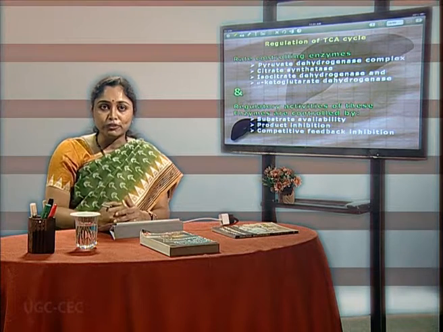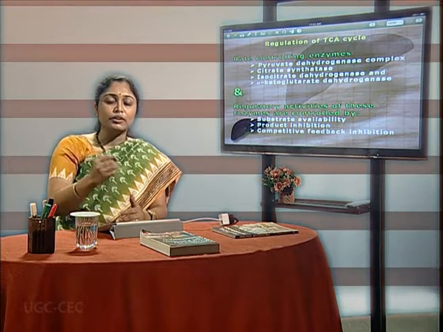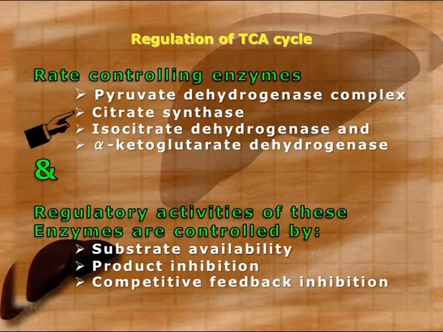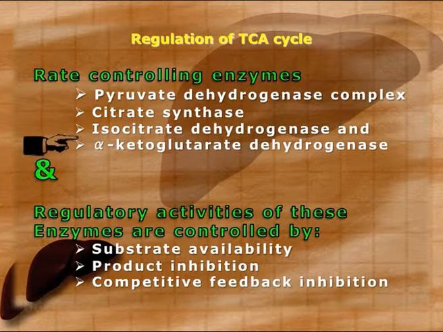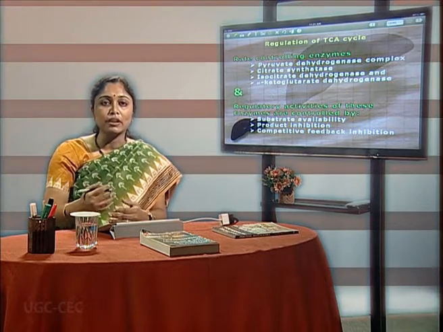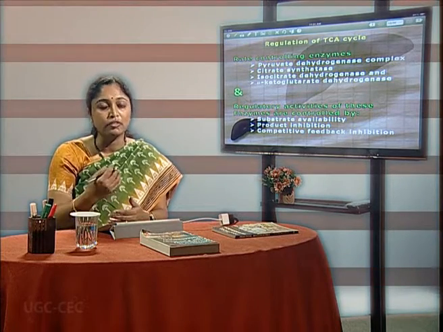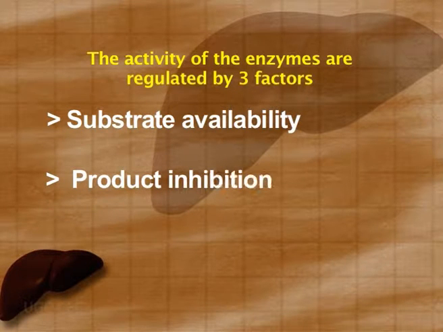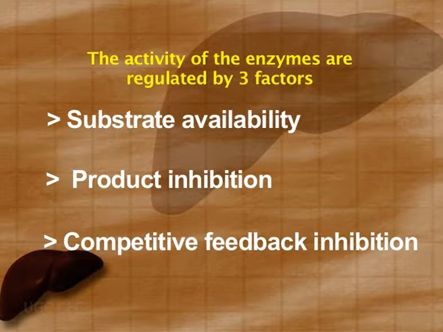The other level of controlling the cycle is through the irreversible steps of the TCA cycle: the reactions catalyzed by citrate synthase, isocitrate dehydrogenase, and alpha-ketoglutarate dehydrogenase. The rate of flux into the cycle is governed by three factors. Number one, substrate availability; number two, product inhibition; and third, competitive feedback inhibition. First, I will discuss the regulation of the enzyme citrate synthase.